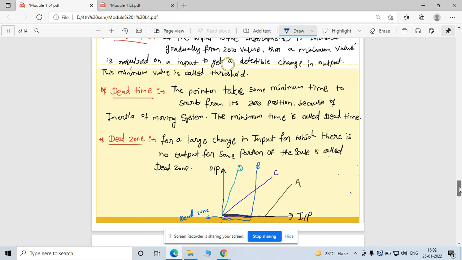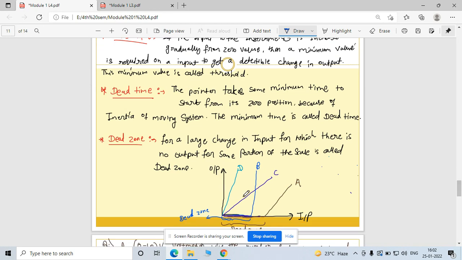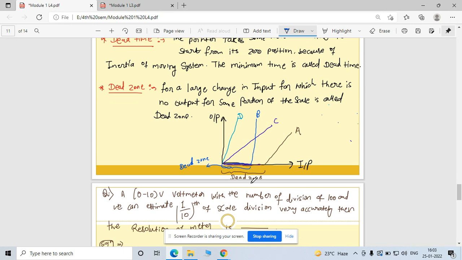Then dead time is also this. See this graph, this is your dead time. You are providing the input at different locations. These are different instruments given to you. For this instrument you immediately get the response, but for this instrument you provide the input but can't get the output. The distance from the initial point up to the minimum value at which you get the response is called your dead zone, okay.